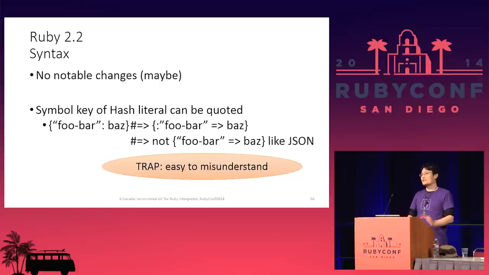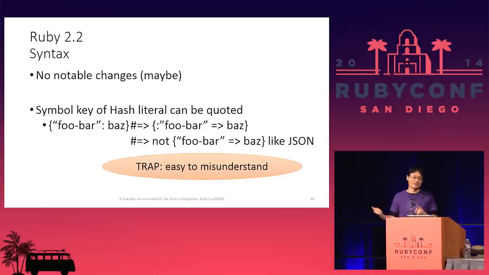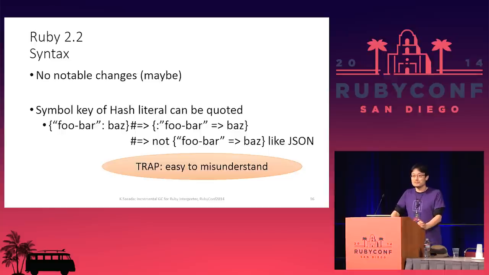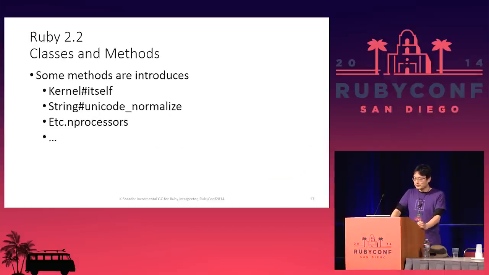So it is confusing. JSON represents keys with this syntax as strings, but in Ruby it will be a symbol. So it is trap behavior, I think. I already misunderstood this behavior and wrote a program that broke because of this syntax. So please be careful about that. There are also some class and method changes, but not notable ones.